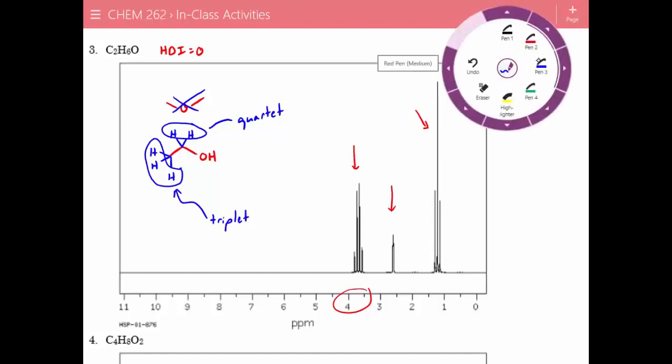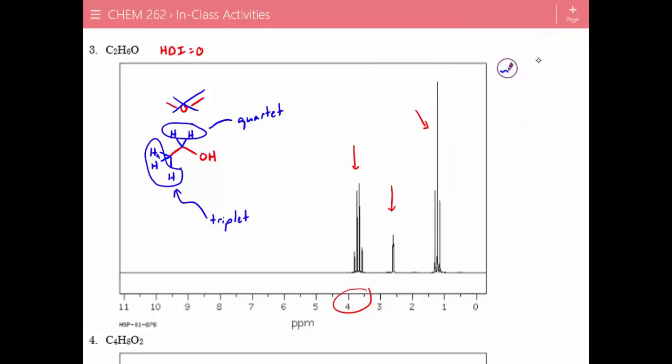So what I'll do is I'll go through and label these HA, and then I'll label these HB, and then I'll label this last one HC. So if we go back to our chart, we can see that we've got a quartet that corresponds to HB. It's next to an electron withdrawing oxygen, so it's a little bit more downfield. If we look at the singlet, that falls in the range for alcohols. They show up a little bit irregularly. They can be anywhere from about 1 to 5 ppm. So this is going to be HC, and then our triplet over there is going to be our HA proton.